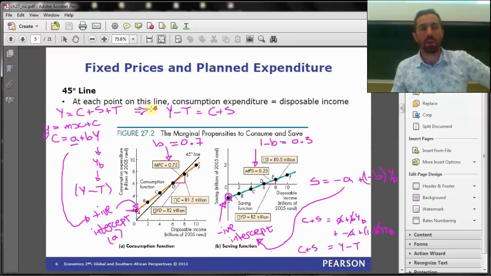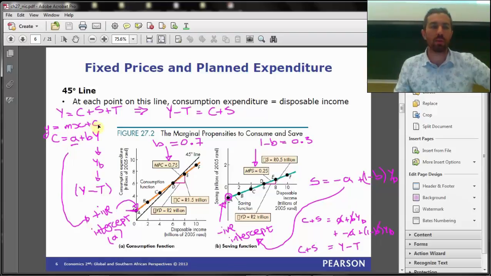So what we're going to look at then is our consumption function and our savings function. Our consumption function is upward sloping. The consumption function is just the graphical representation of this equation, C equals A plus YB. That's just a linear function. It looks a lot like what you would have seen in high school mathematics, y equals mx plus c, that is a straight line function.